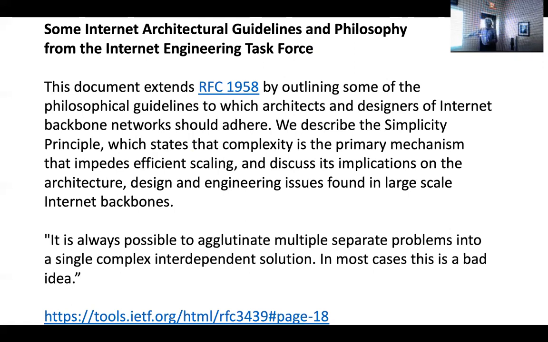And one of my favorite sentences is this. So this gets back to Angus Gano's use of visual language. It's always possible to agglutinate multiple separate problems in a single complex interdependent solution. In most cases, this is a bad idea. Thank you. No agglutination for you.